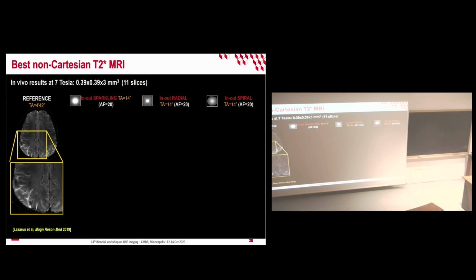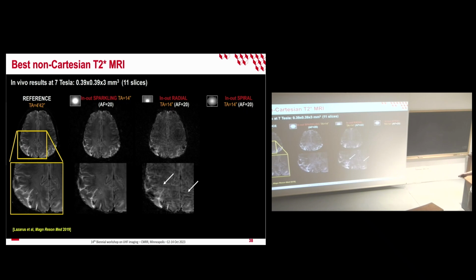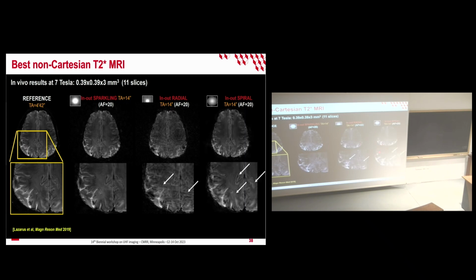Validation at 7T for the 2D trajectory. So a Cartesian reference in T2-star imaging at almost 400 micrometers in plane. And we collected 11 slices in 4 minutes 42 seconds with a Cartesian reference, and in-out SPARKLING in only 14 seconds with very compatible results. In comparison, the radial and spiral competitors show very impressive streaking artifacts or signal void due to B0 inhomogeneities, for instance, or at least undersampling artifacts.